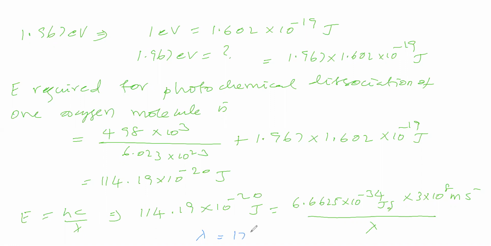So the wavelength value is 1740.52 into 10 to the power of minus 10 meter. All are in SI system. Therefore, we are getting the wavelength in the SI system, and the unit is meter. Okay, we'll go for the next sum.